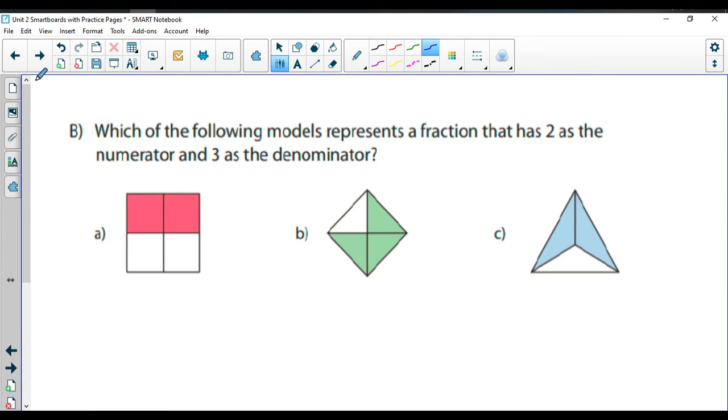Part B is right underneath number 3 and 4 here. It says, which of the following models represent a fraction that is 2 as the numerator and 3 as the denominator? So we're looking for 2 shaded parts out of 3 total parts. So your correct answer here would be letter choice C.